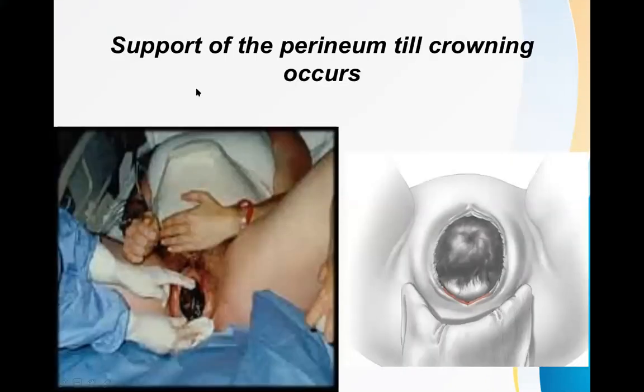Now see this, you have to support the perineum till crowning occurs. Now this is crowning. So how do we define crowning? What is crowning now? Yes. When the widest part of fetal head is negotiated through the narrowest part of the mother pelvis. Are you sure this is crowning? You are giving the definition of engagement. What is crowning? So think again. You can answer it. Yes.